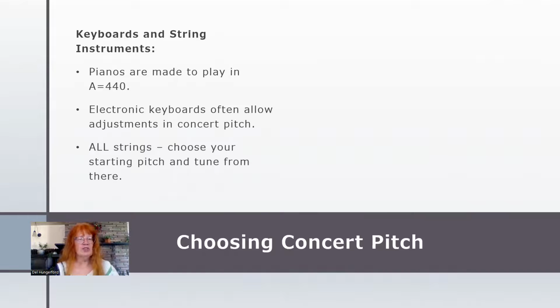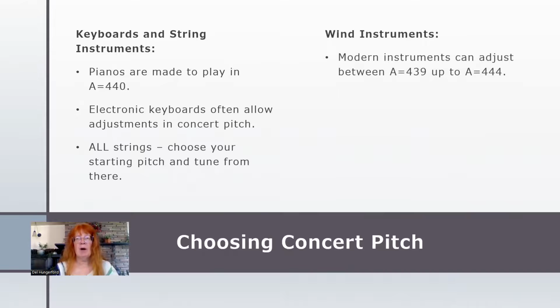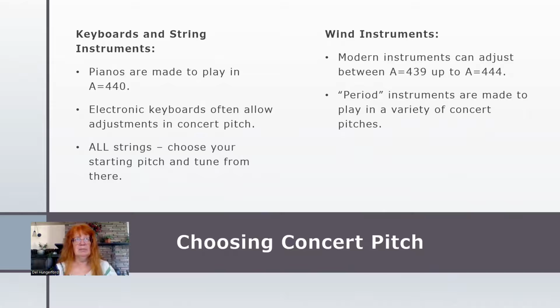All string instruments, you can choose your starting pitch, and from there you tune all your other strings. Wind instruments: the modern instruments can adjust between 439 up to A444. A lot of that is going to depend on the weather, humidity, and a bunch of other things. Period instruments, which are from the 16th, 17th, 18th, and early 1900s, were made to play in a variety of concert pitches. So if you really want to play in A432, you're best off getting an instrument that was built to play in that concert pitch. It's not going to be an equal temperament probably, but it'll be close.